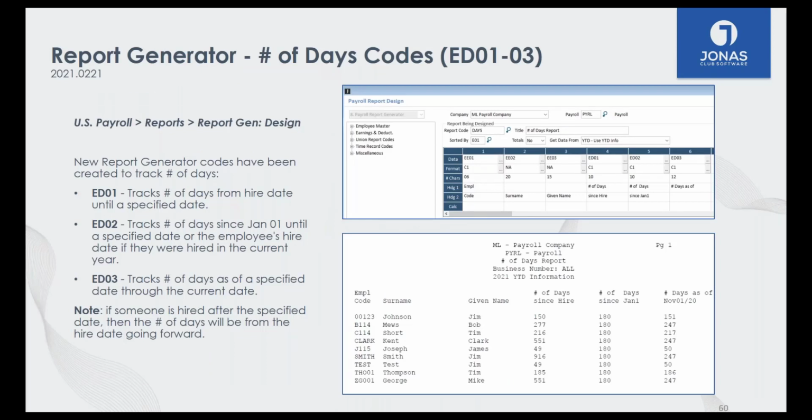Okay, also within US payroll, we are always adding new fields to our report generators, but we've added a couple new fields in terms of measuring the number of days. So there's 3 different fields there. Just for an example, the first field that we've added tracks the number of days from your employee's hire date until a specified date. So just a couple fields like that to track the number of days. But again, we're always adding new fields in there, and we're always open to new suggestions as well.